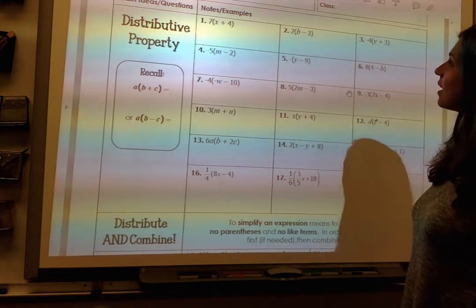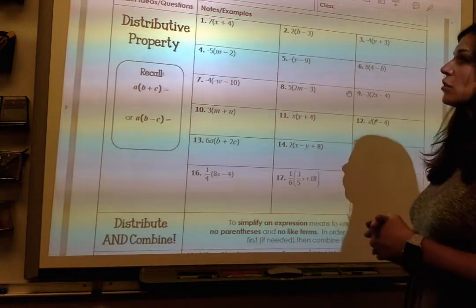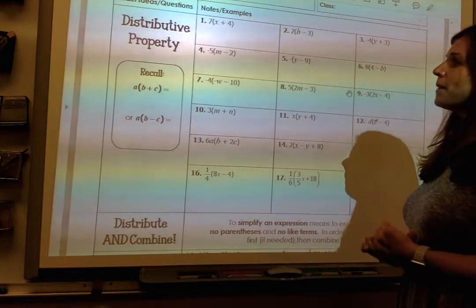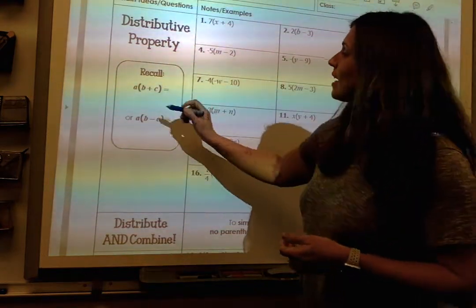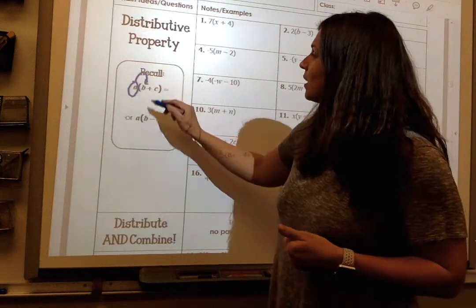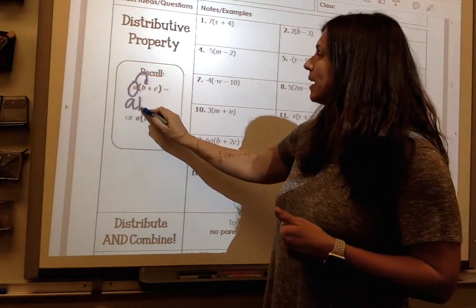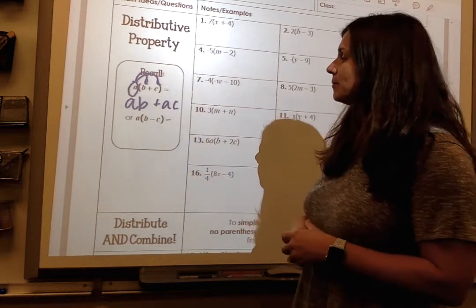Okay, here's our next lesson, distributive property. So make sure your notes page says distributive property. This is the property that we talked about earlier under properties. It just says that if you've got any number outside the parentheses, we distribute it inside. So A times B would be AB, and A times C would be AC.